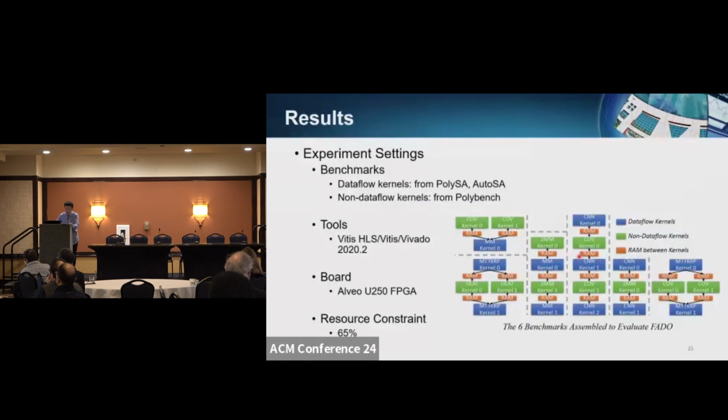For experiments, we generate large-scale designs mixing data flow and non-data flow kernels. The data flow designs come from the PolySA and AutoSA frameworks, and the non-data flow designs come from PolyBench. As for the resource limit, we use an empirical value of 65%, which is similar to the value used in previous work.